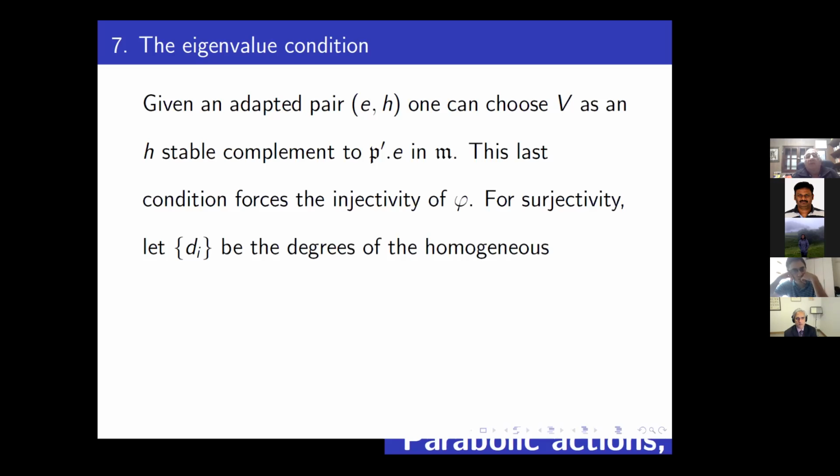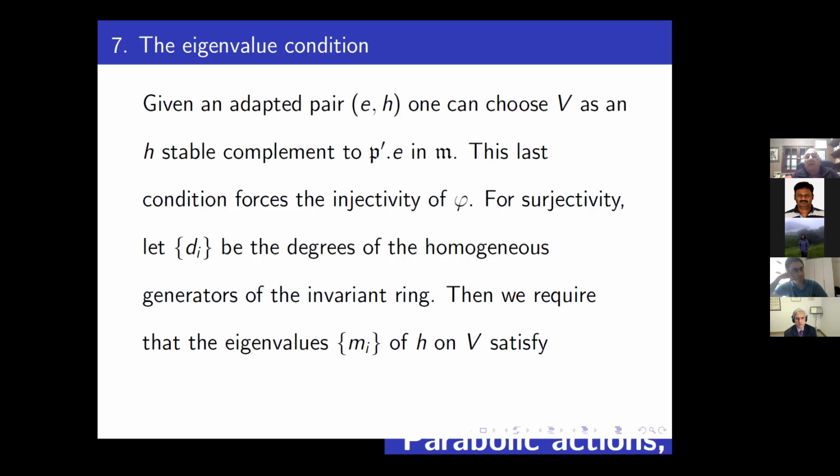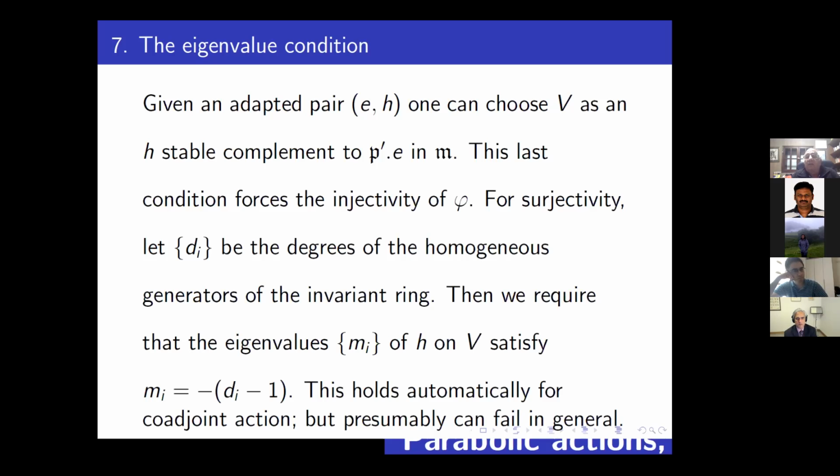Surjectivity is much more complicated, but you have to make some estimate of the degrees of the invariant generators and the eigenvalues of H on M, and be able to relate them in this way. In the adjoint case, this relation is automatic, so we haven't too much work to do.